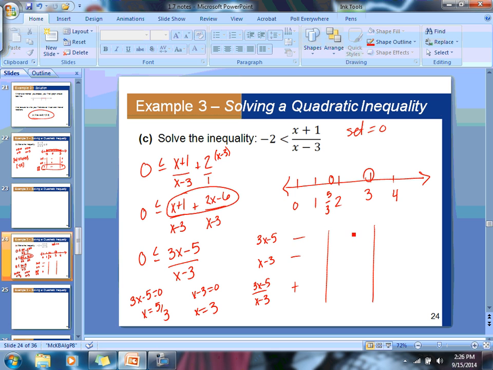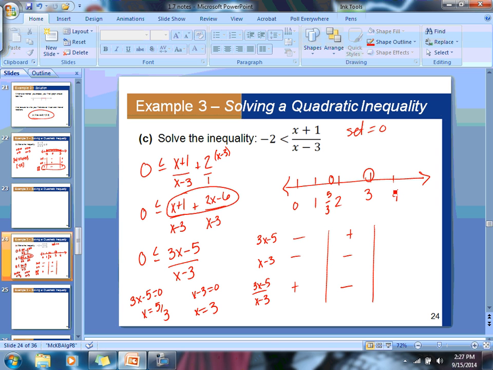Here I'm going to have a number between 5/3 and 3, so let's just pick the 2. 3 times 2 is 6, minus 5, that's positive. 2 minus 3 is negative 1, that's a negative. And then if I divide positive by negative, I get a negative.